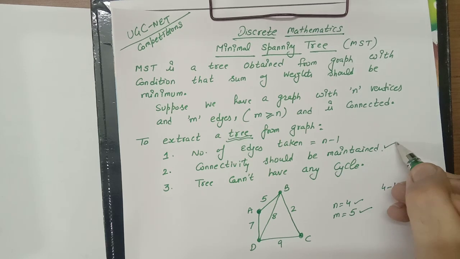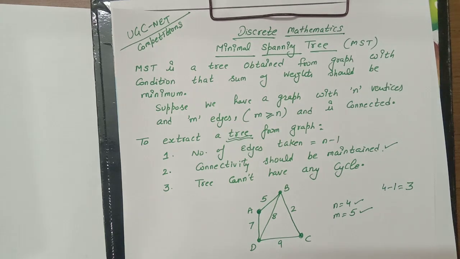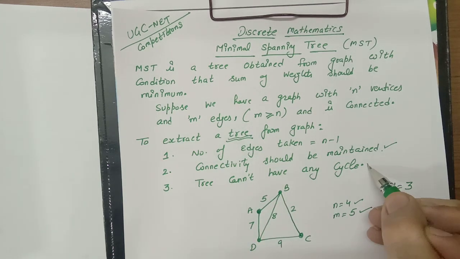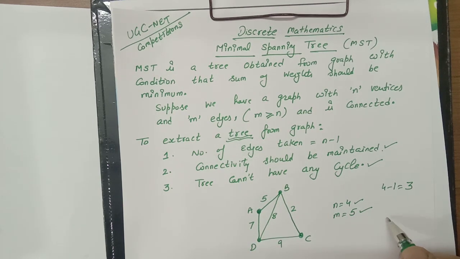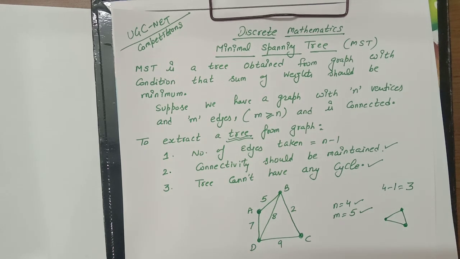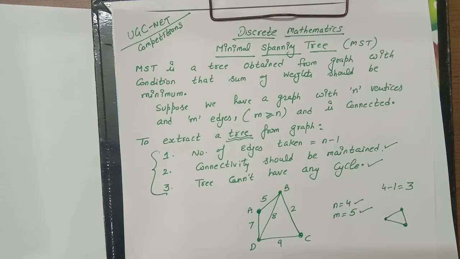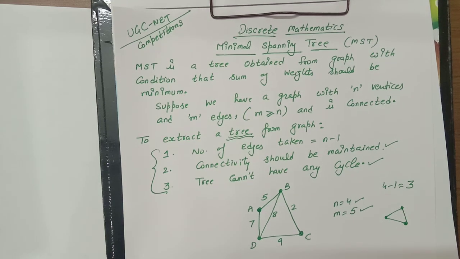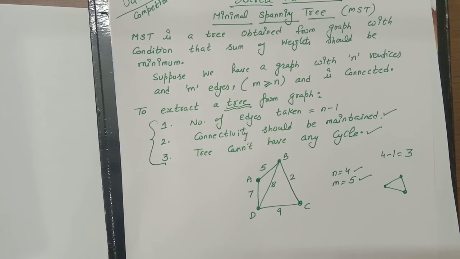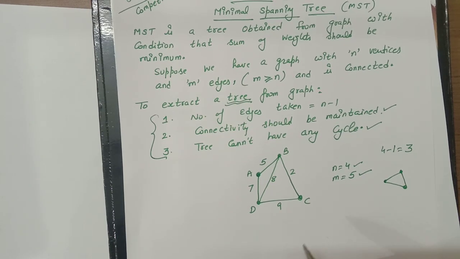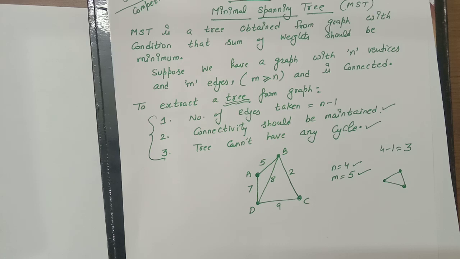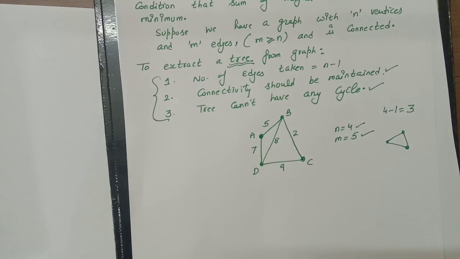Second condition is connectivity should be maintained, meaning the graph must not be disconnected. And third is a tree cannot have a cycle. Cycle means a closed path, like a tree cannot have a closed path. So if these 3 conditions are met, then we say the graph is a tree. And if I add one more condition, that the sum of weights should be minimum, then that tree becomes a minimal spanning tree. Let us see one example.